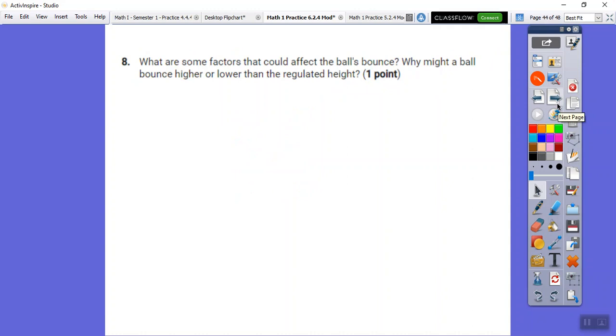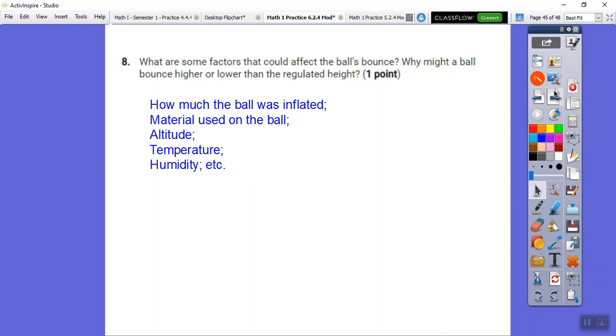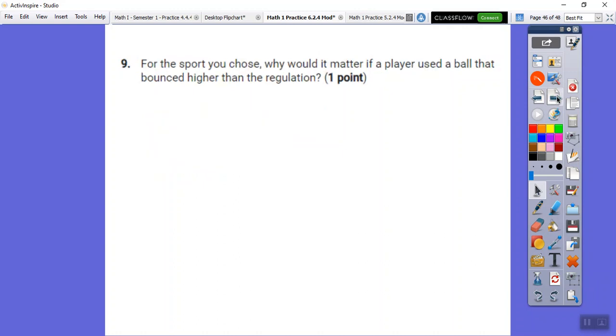All right, so what are some factors that could affect the ball's bounce, and why might a ball bounce higher or lower than the regulated height? Well, there's all kinds of things. How much air is in the ball? How much was the ball inflated? And the material that's used on the ball could affect the bounce. Where you are, it probably bounces differently from, say, Sacramento all the way up to Lake Tahoe, where it's much higher in elevation. Temperature would probably affect it, humidity. I'm sure you can think of some others, but there are some examples right there.